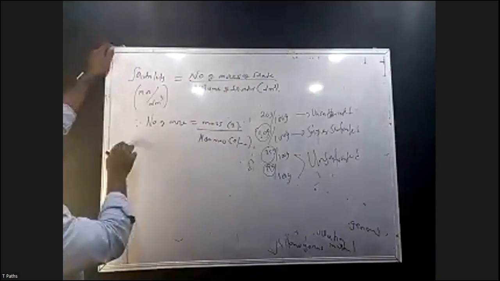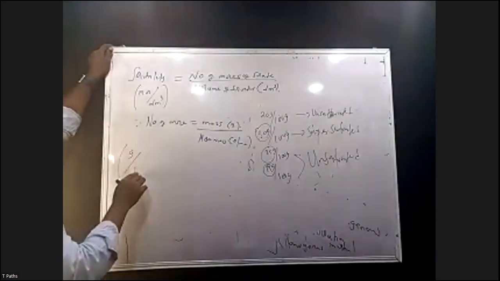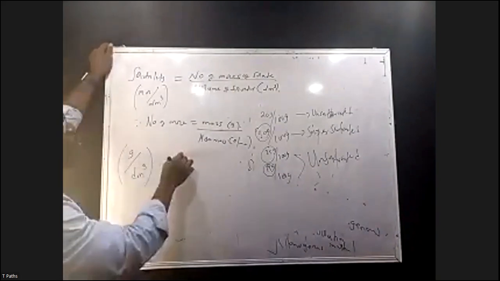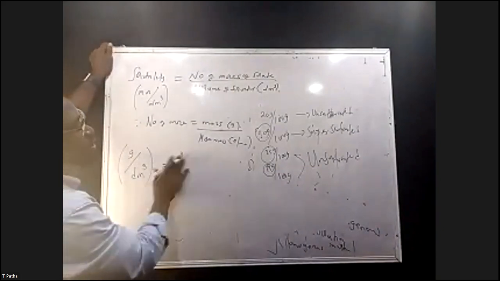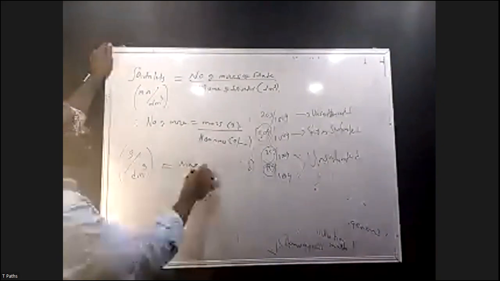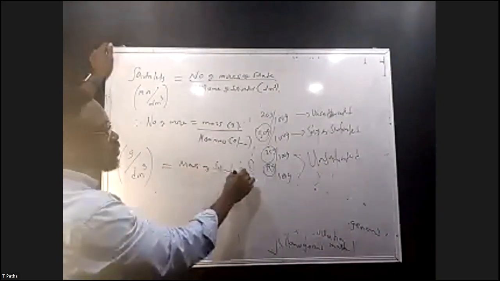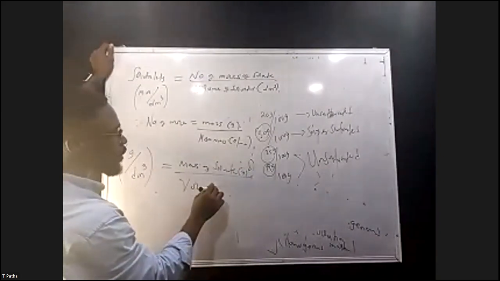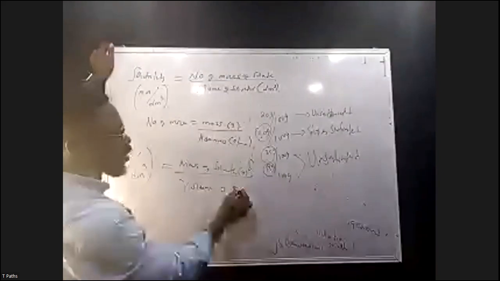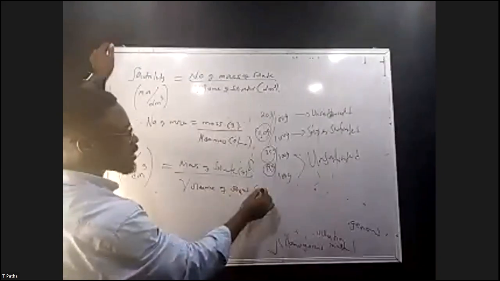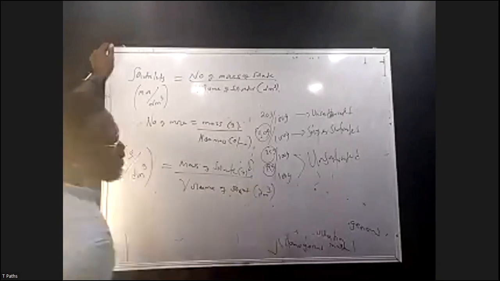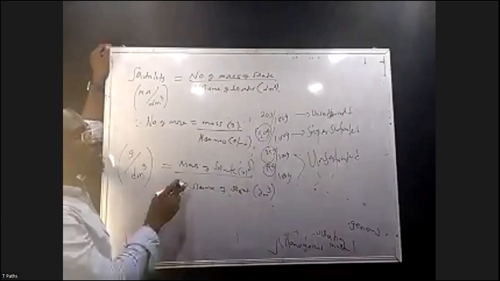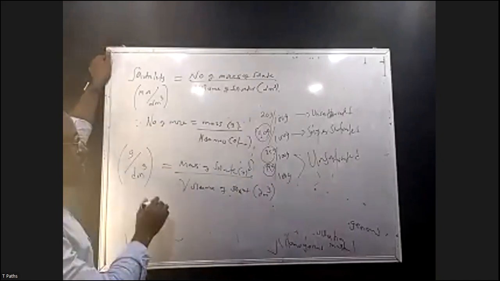Another way you can express the solubility is in gram per dm³. So for gram per dm³, what would this mean? It will mean the mass of the solute in grams over the volume of the solution or solvent in dm³. Now, another thing I want you to note is that most times they will not give you the volume in dm³. They will give you the volume in cm³.